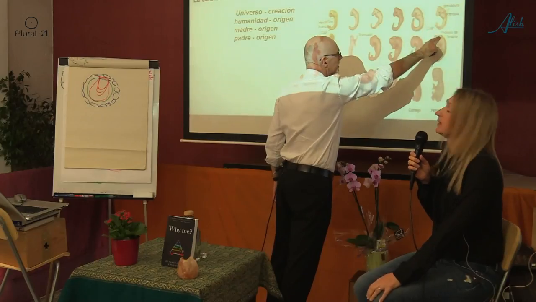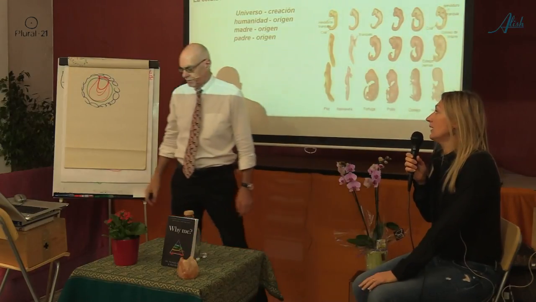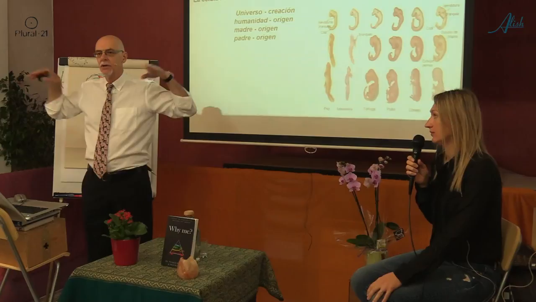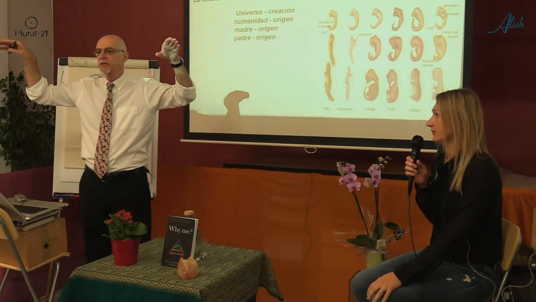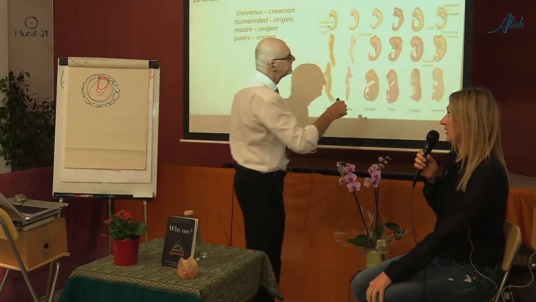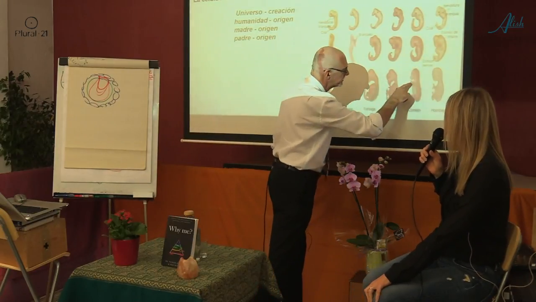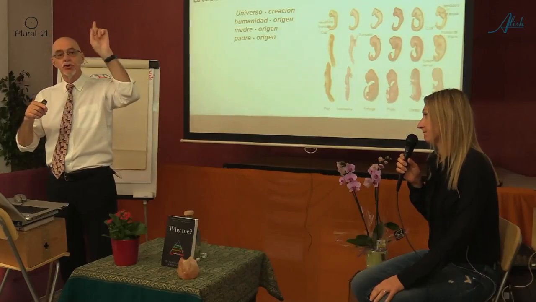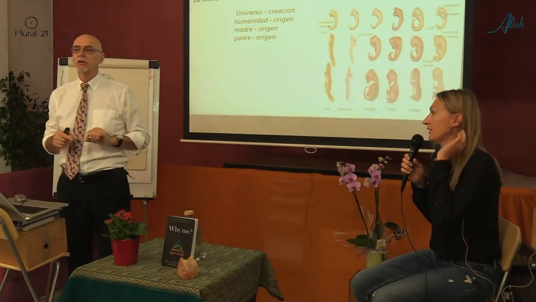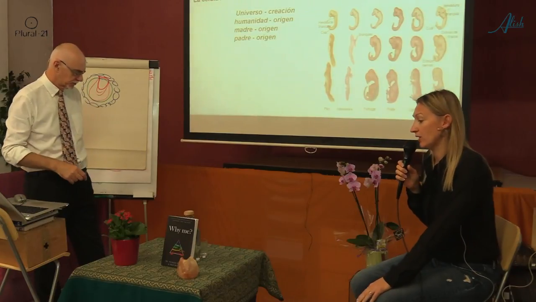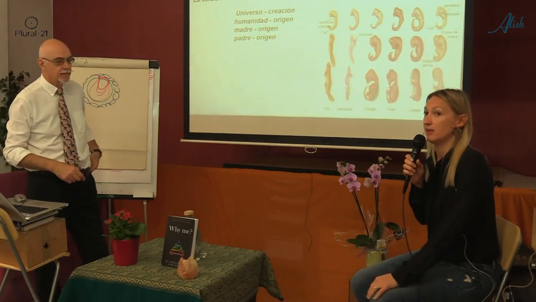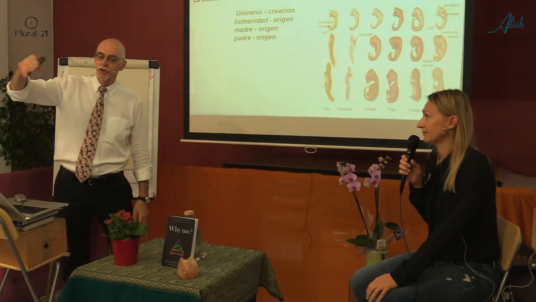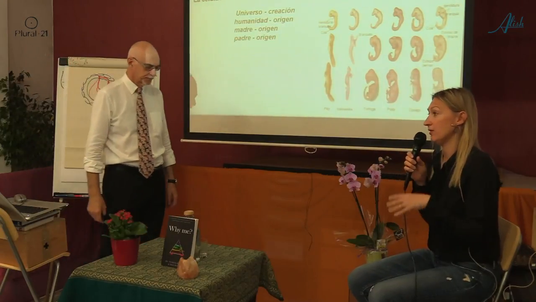And the human development shows that too. Then these four, two arms, two legs, start to appear in the embryo. That's the next stage of the universal development as talked about in the Bible. And when that is finished, the human appears.